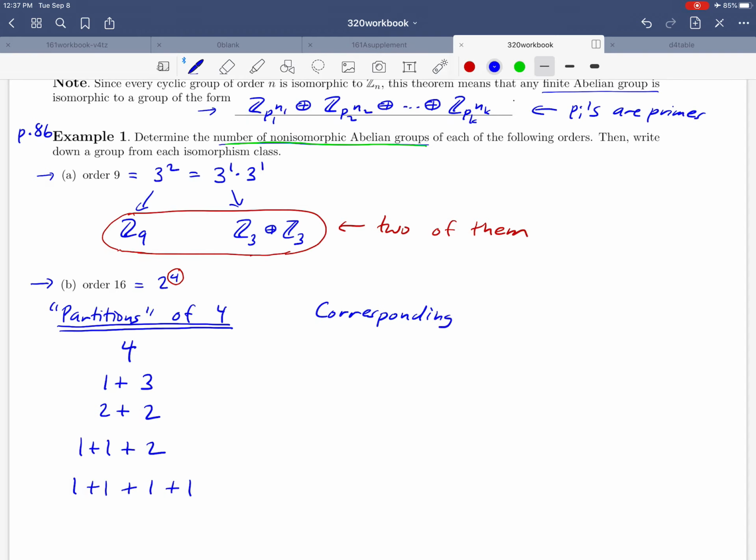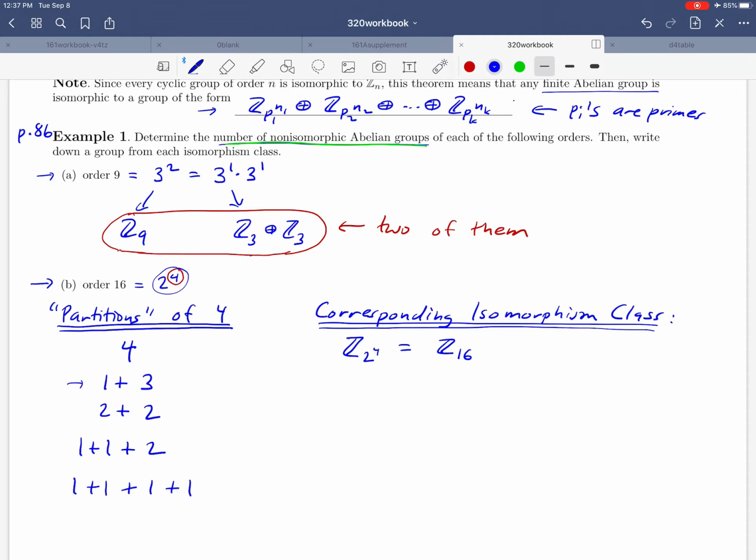Now it turns out that there is a corresponding isomorphism class for each of these partitions. So we're going to write down an abelian group of order 16 that goes with each of these 5 partitions that we came up with. The 4 would correspond to the abelian group that looks like Z_2^4. We're just starting with this factorization and leaving the 4 together, not breaking it into pieces. And that's really just the group Z16. So there's one abelian group of order 16.